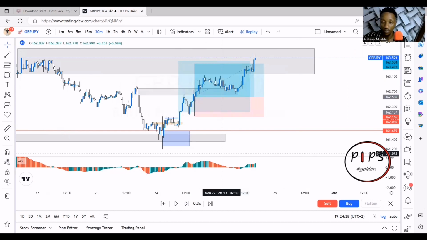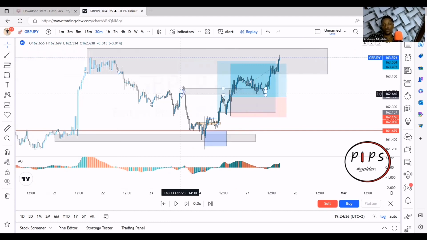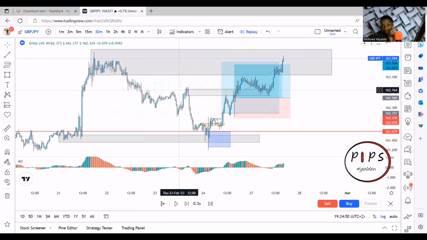So this was my thought process going into this trade, guys. This is a very simple strategy. There are a couple of things that you have to see before you take a trade. You're not going to see this setup every single day, but you are going to see it at least once a week, especially on GBPJPY.